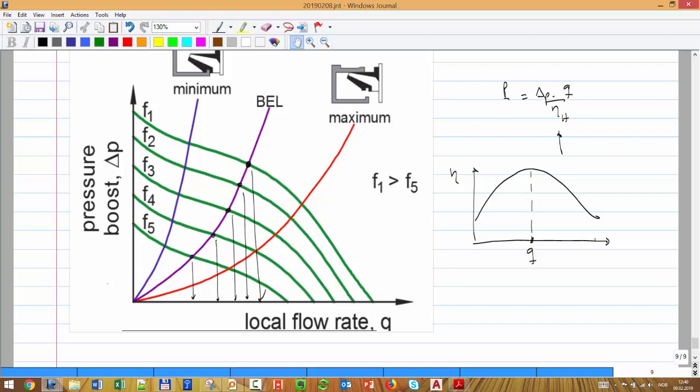If this is very big, that means that the power you need is small. That means instead of having to buy a motor for 600 horsepower, 200, you can buy something smaller.